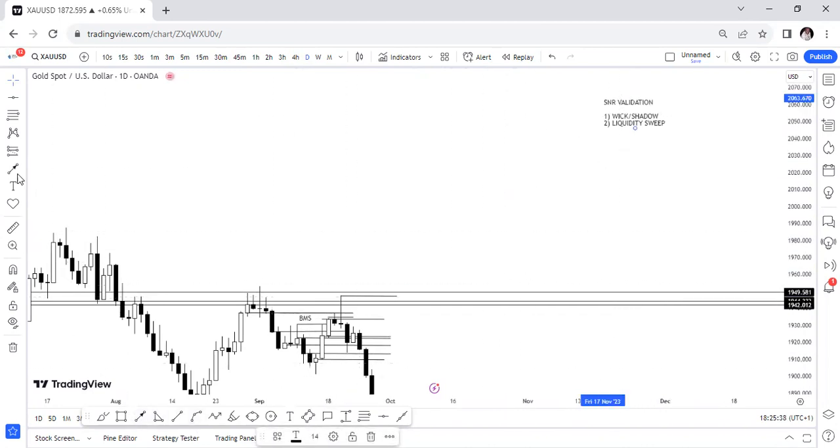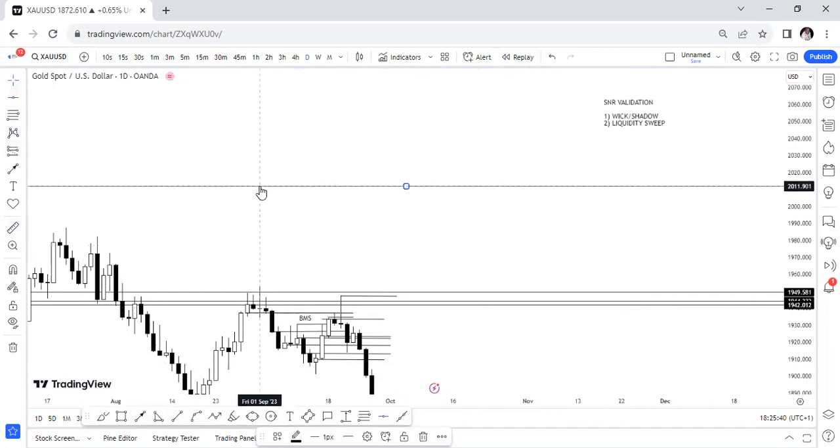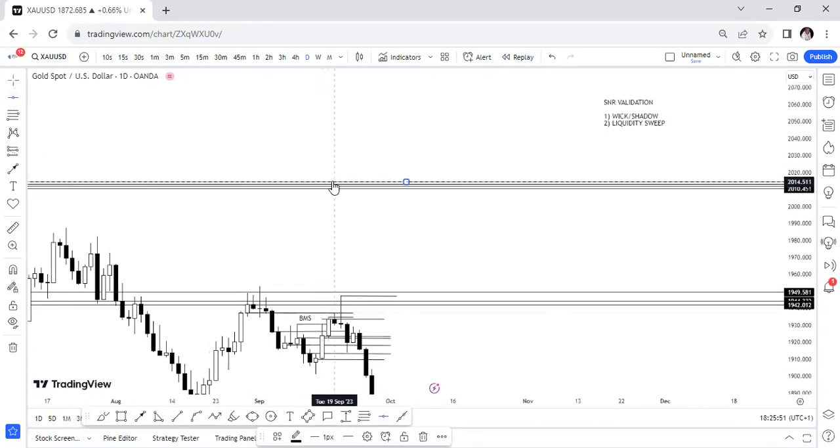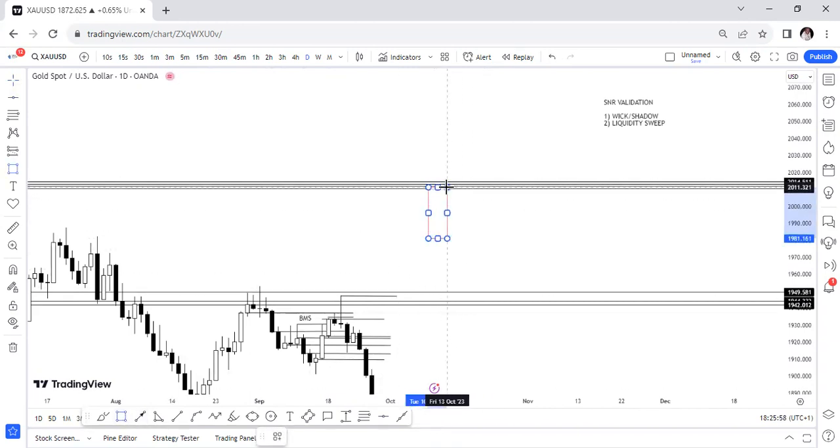A congestion zone is when you have multiple levels of S&R converging at the same place. It could be three, it could be more than two. They converge at the same place and price taps into it. It either breaks through it, and if price breaks through it, expect price to move back, retest, and bounce higher.